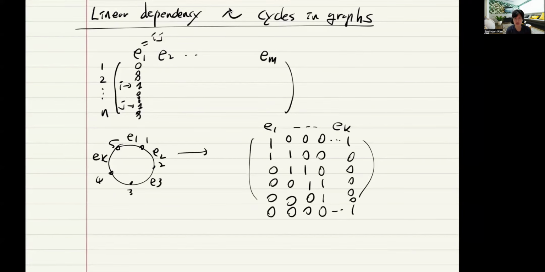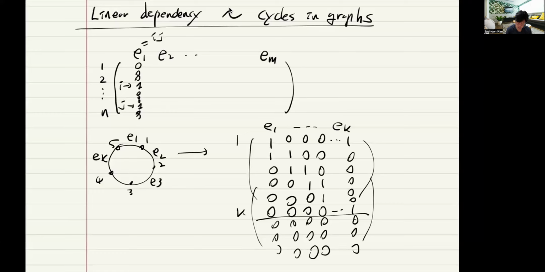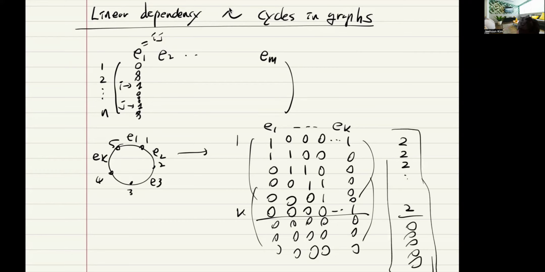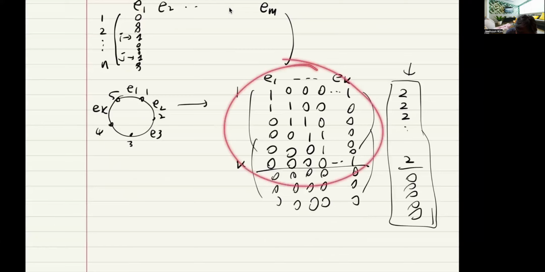So what happens if we add them all together? There could be other vertices as well. So this is 1 to k. If you add them, then you have 2, 2, 2, 2, 2, 2, and 0, 0, 0, 0, 0. If we consider it as characteristic 2, so if we just assume that 2 is same as 0, then this is the 0 vector, giving the linear dependency among these set of edges.